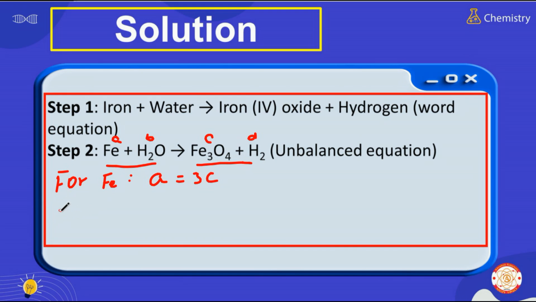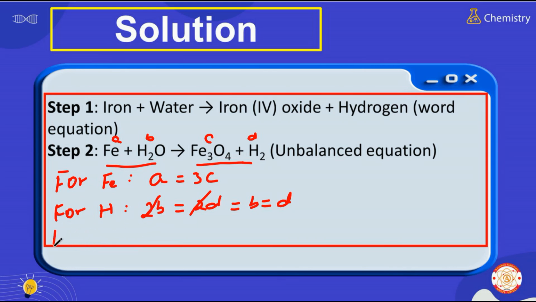And for hydrogen, how many hydrogen atoms do I have on the reactant side? I have 2, right? 2 times B equals, how many hydrogen atoms do I have on the product side? I have 2D. So these 2s cancel. Therefore, B and D are equal.